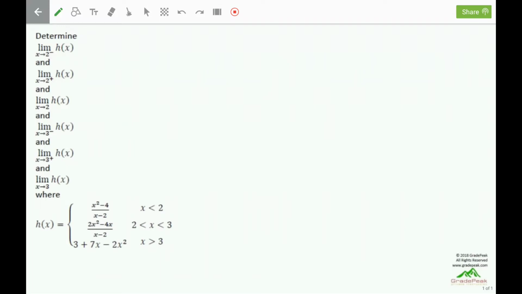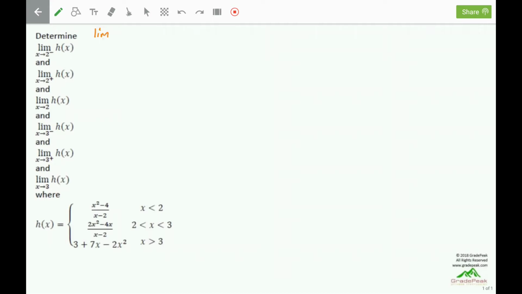Determine the left-sided limit, the right-sided limit, and the two-sided limit as x goes to 2 of h of x, and the left-sided limit, the right-sided limit, and the two-sided limit as x goes to 3 of h of x, where h of x is the split expression function: x squared minus 4 over x minus 2 when x is less than 2, 2x squared minus 4x over x minus 2 when x is between 2 and 3, and 3 plus 7x minus 2x squared when x is greater than 3.